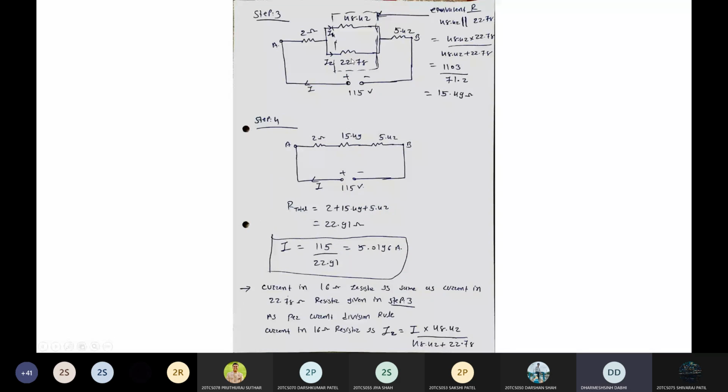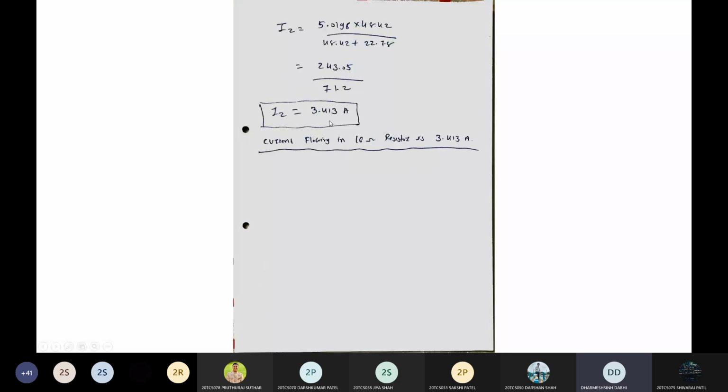So by the current division rule, find out the current flowing in this 22.78 ohm. Here you can see I've written the sentence that current in 16 ohm resistance is the same as the current in 22.78 ohm resistance, as given in step 3. So as per the current division rule, current in 16 ohm resistance, I give the name I2 to the current in this branch. I2 is equal to total current multiplied by the opposite branch resistance, the opposite branch is 48.42, divided by the addition of both branch resistances, means 22.78 plus 48.42. So finally you get the answer 3.413 ampere. Clear? All of you?